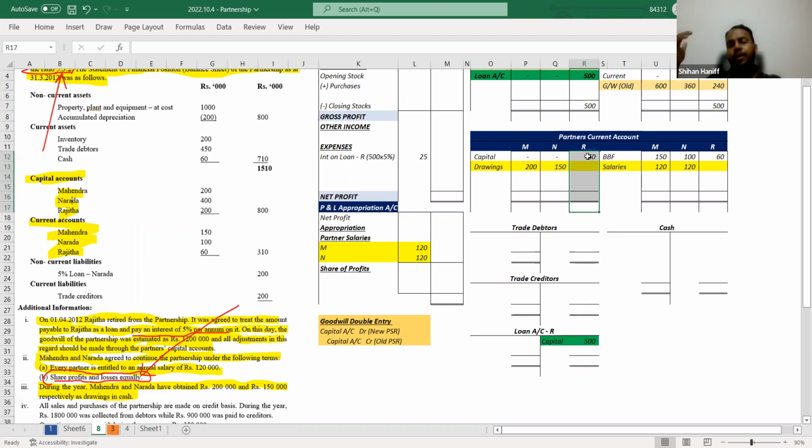Then when we accrue the interest, it goes to the interest payable account, which comes under statement of financial position, current liabilities. So this interest 25 is a current liability. SOFP.